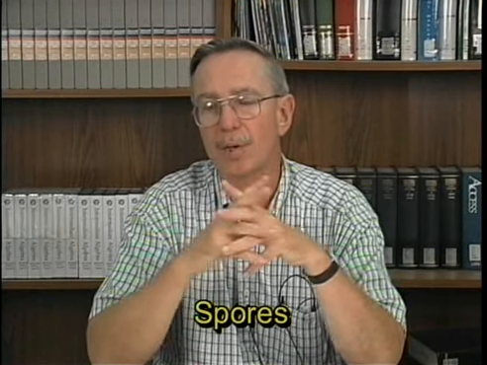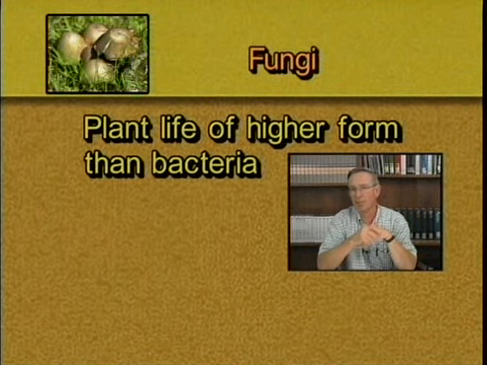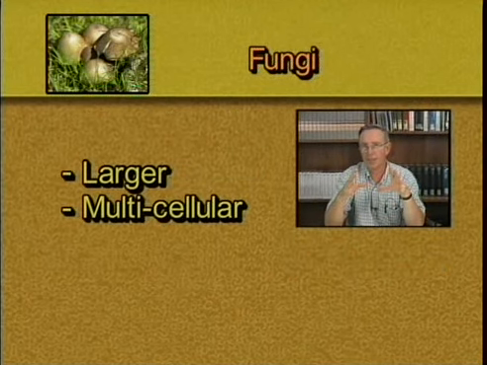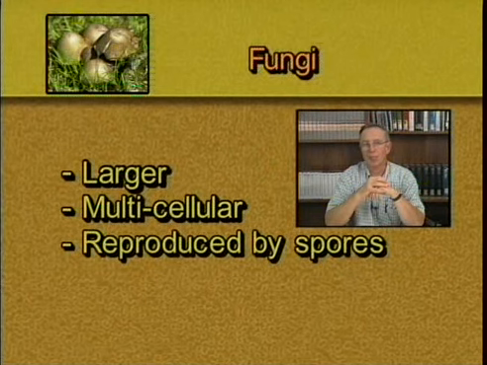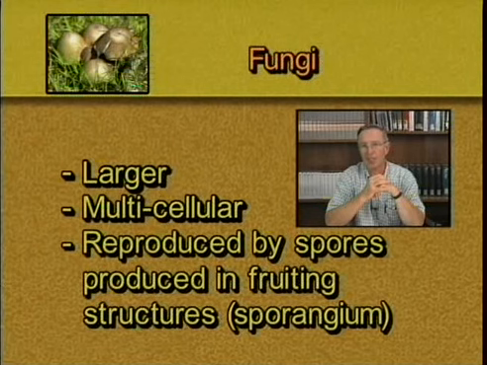So these spores are asexually produced parts of this plant, and they're typically isolated or being produced in specific reproductive structures on the plant. So now I think you can see from this brief explanation that fungi would be thought of as being higher, from an evolutionary standpoint, forms of plant life. They're larger, they're multicellular, they reproduce by spores. These spores are produced in fruiting structures. General term for that is called a sporangium, an area inside of which the spores are going to be produced.